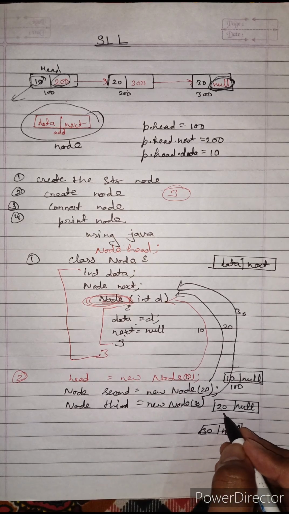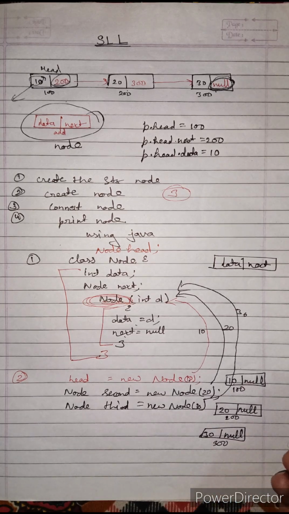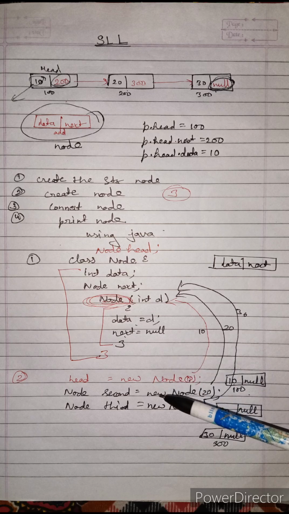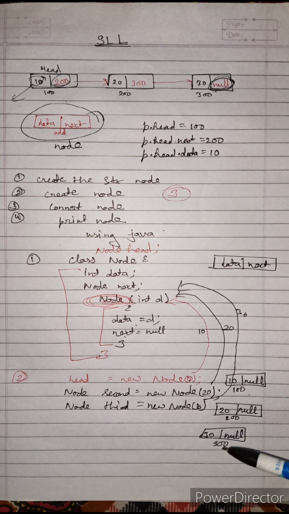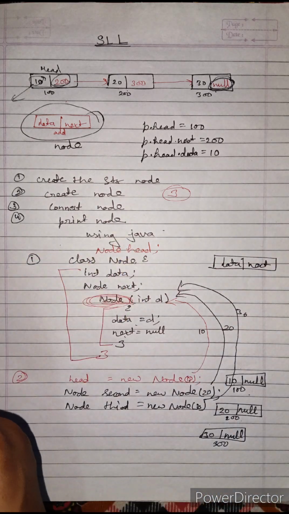And it has some address, it may be anything. Just for the example, I'm taking 100, 200 and 300 as the addresses of the nodes. So you can see that the first step, we create the structure of node. Second step, we create the 3 nodes, but the nodes are not connected to each other. So how are we going to connect? Okay, so the third step is connect nodes.